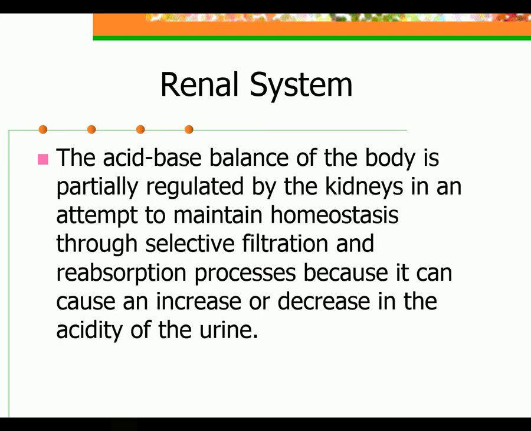The renal system is very, very important to the acid-base balance. It helps regulate in an attempt to maintain homeostasis or balance through selective filtration and reabsorption. And we'll talk about that here in a little bit, because what it does is either helps us increase or decrease the acidity of urine, therefore bringing us back into balance.